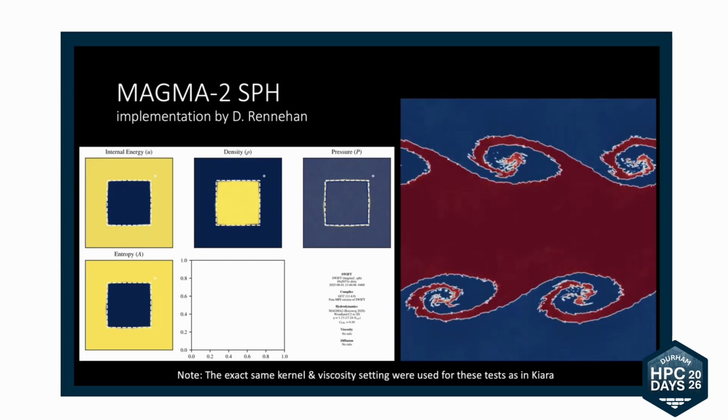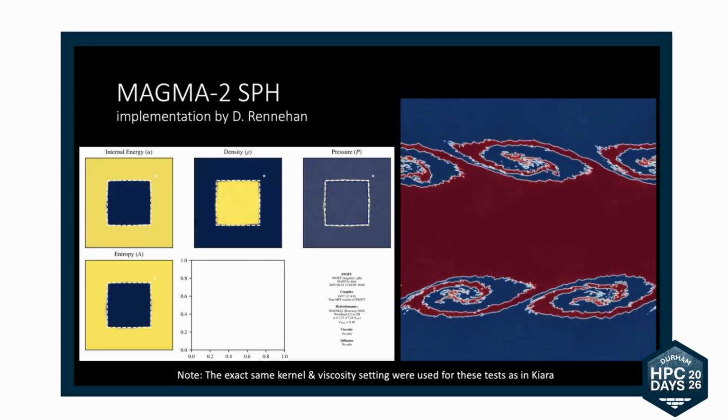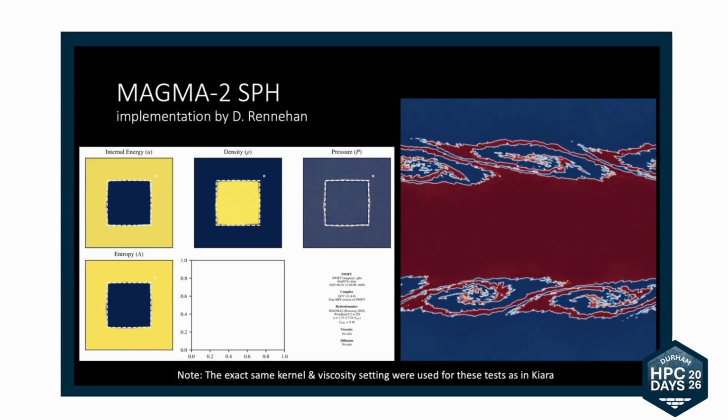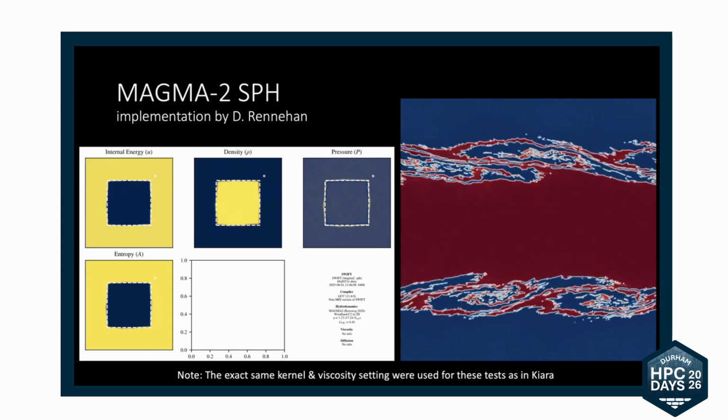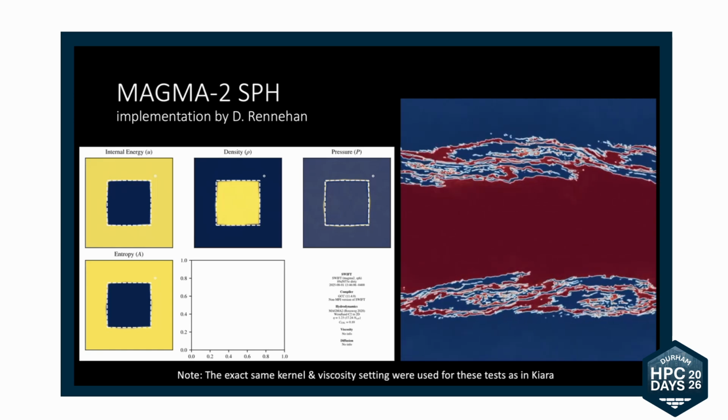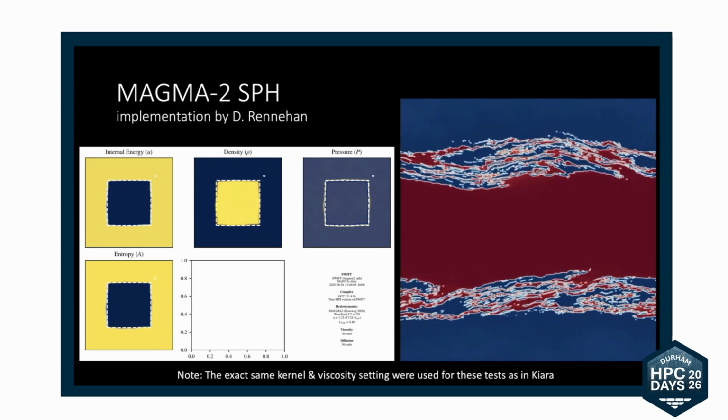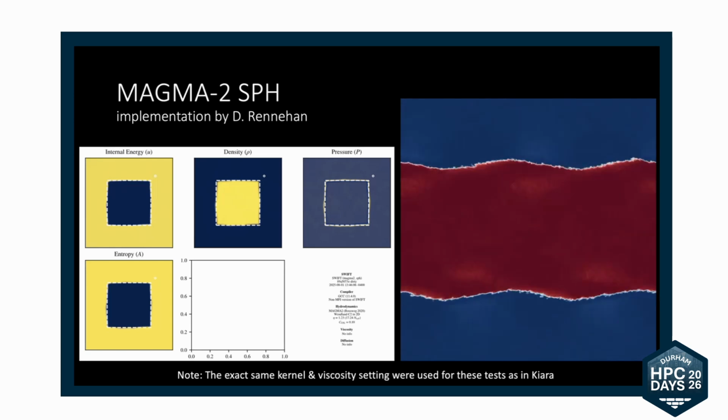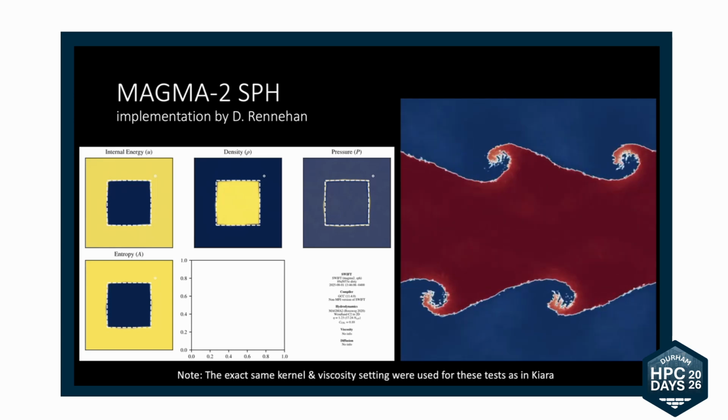After a while, basically after a few sound crossing times, it'll turn into a spherical blob because SPH is spherical. Magma 2 doesn't. This is many sound crossing times, and it's still a complete square, right? So these are the kinds of things that Magma 2 does well.